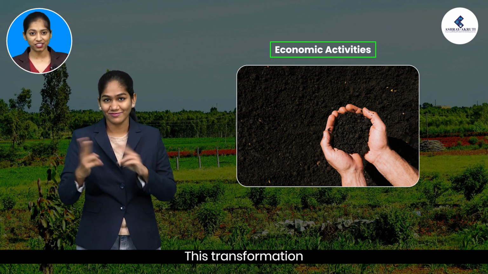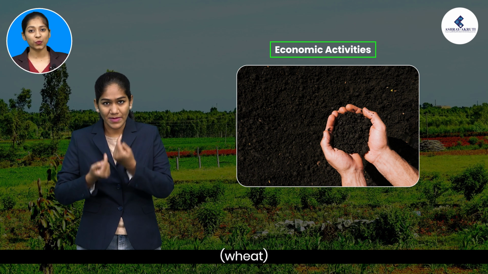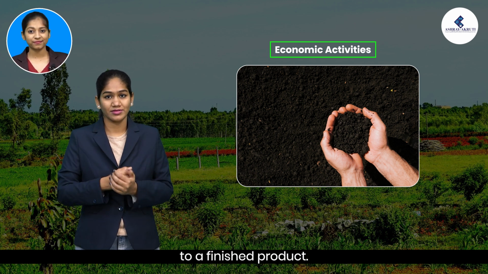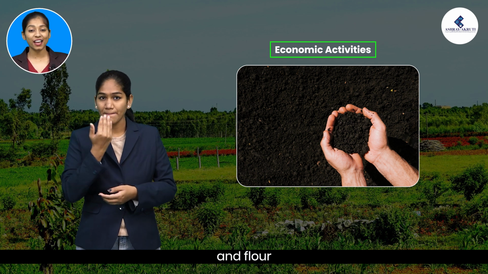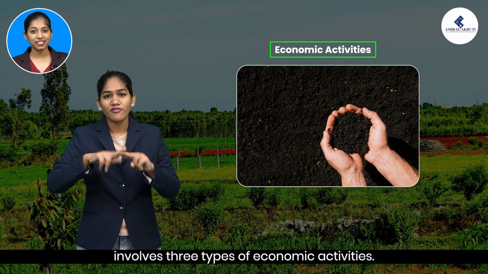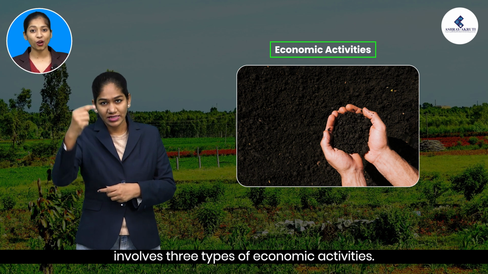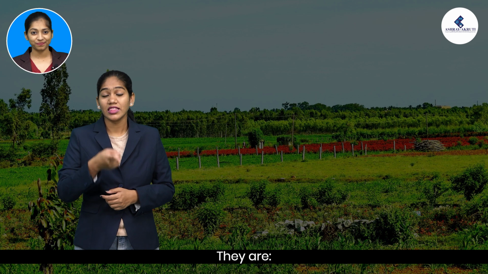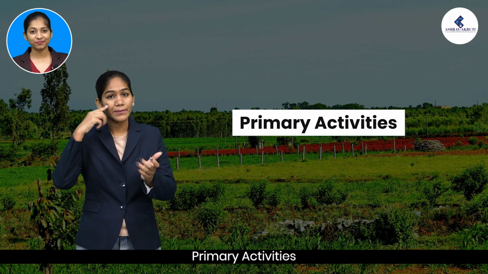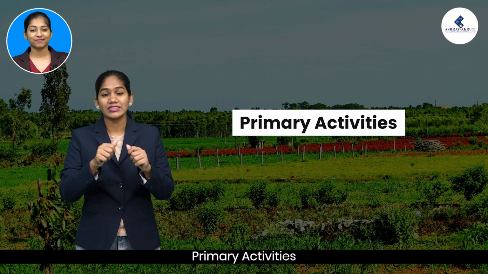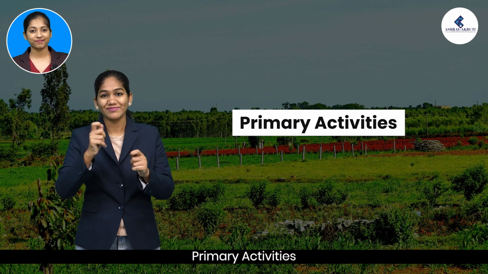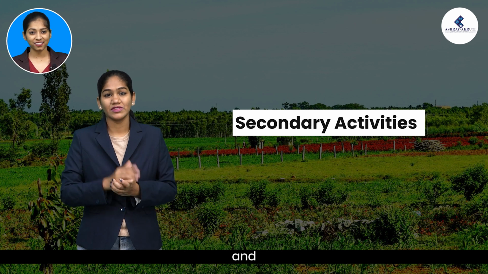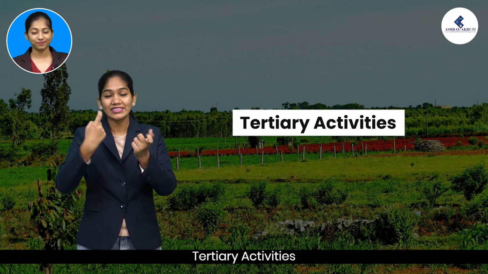This transformation from a plant, wheat, to a finished product, bread, biscuits and flour, involves three types of economic activities. They are primary activities, secondary activities and tertiary activities.